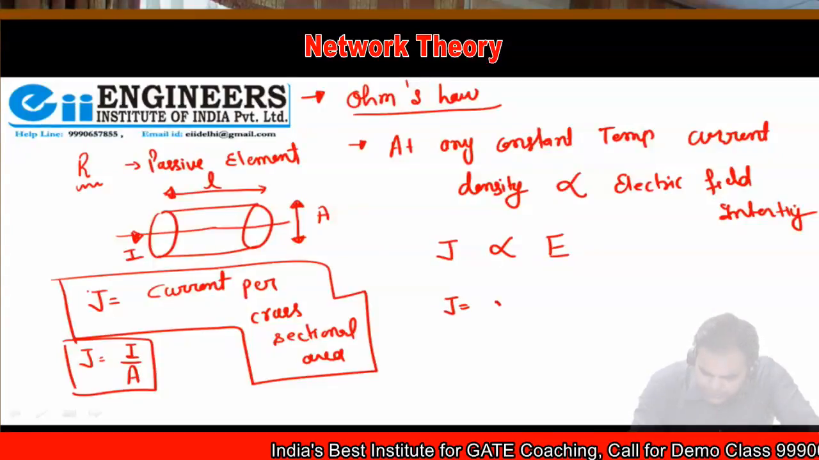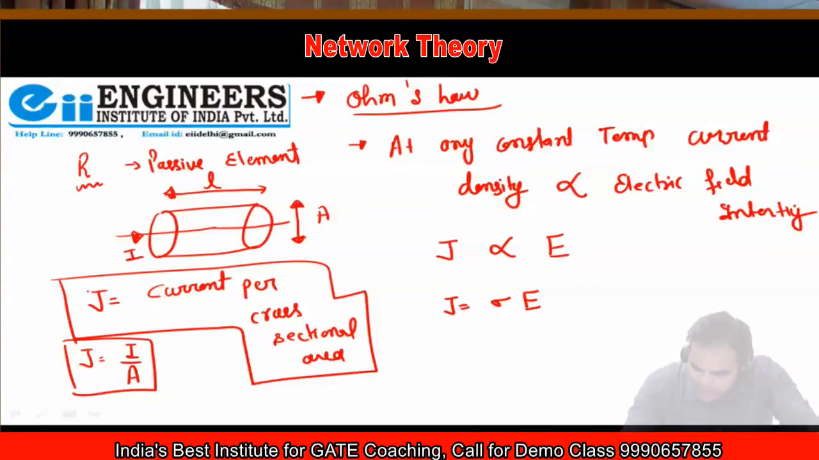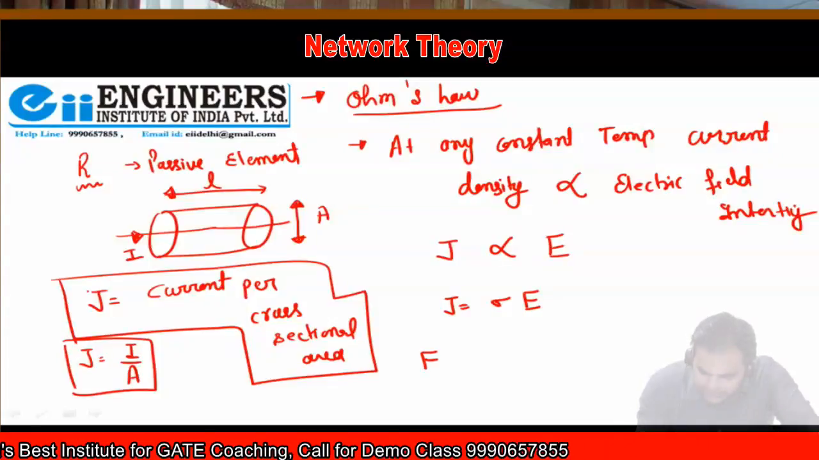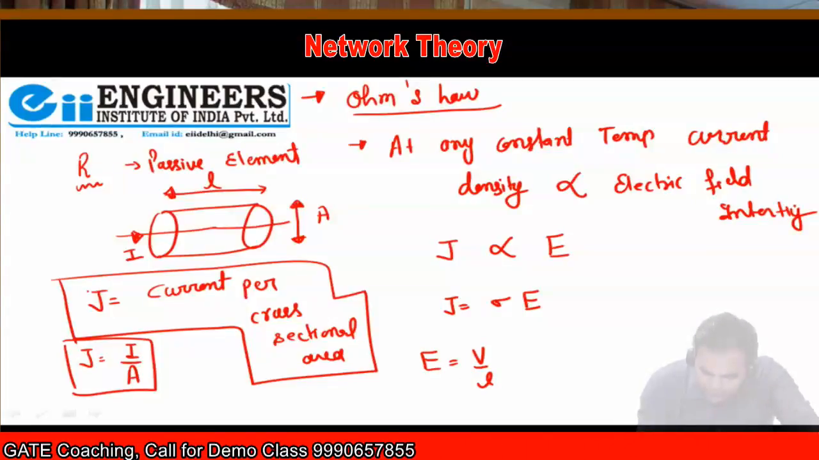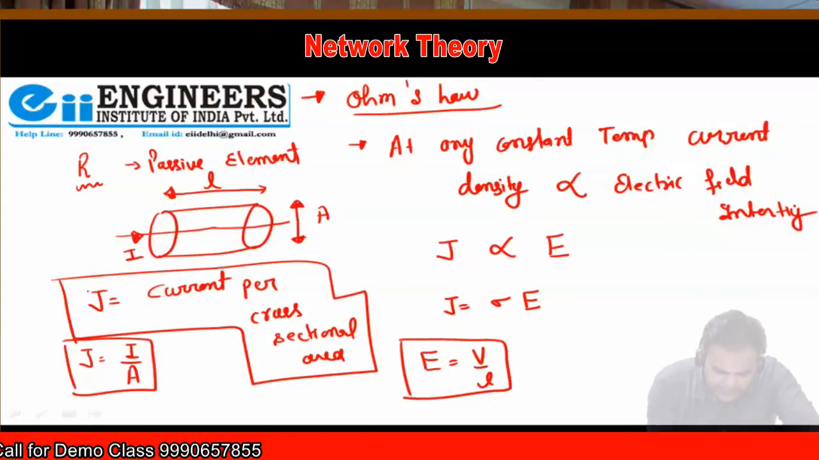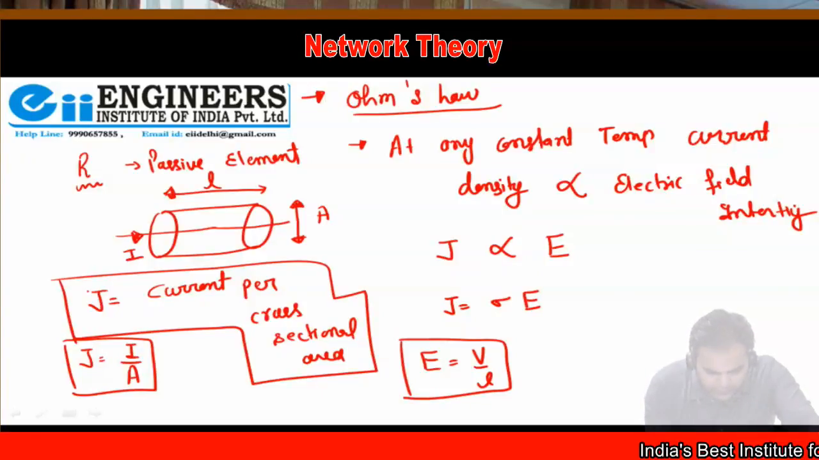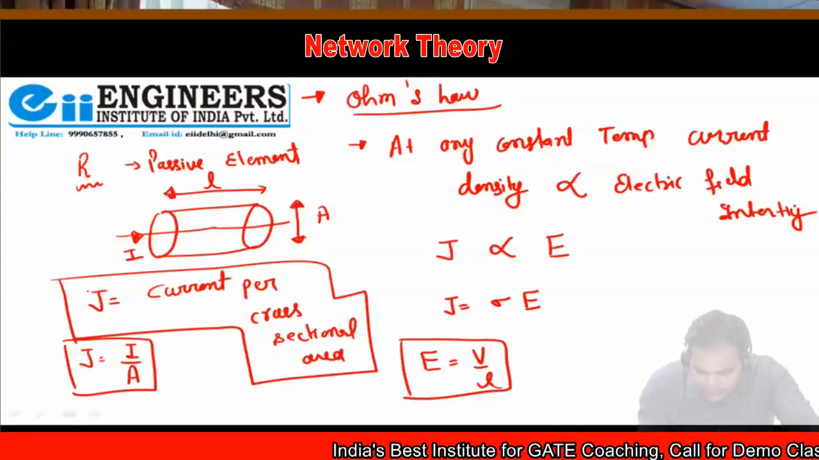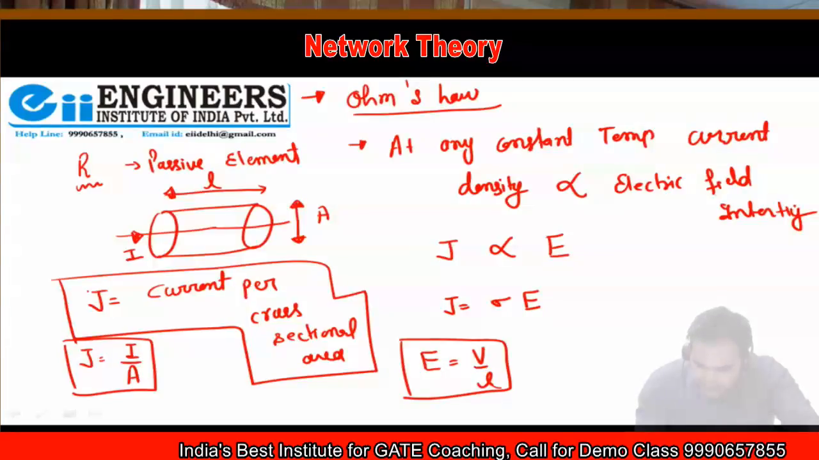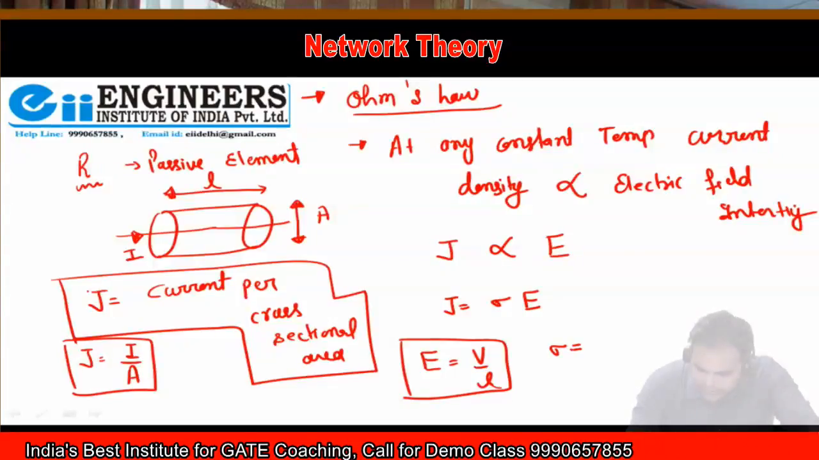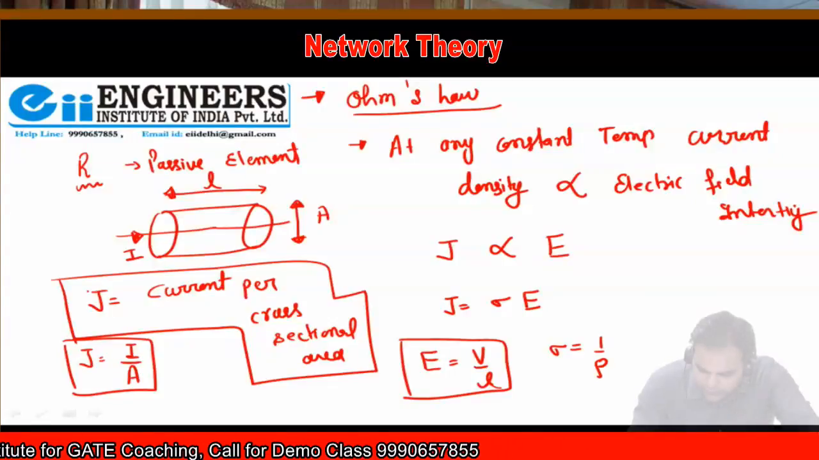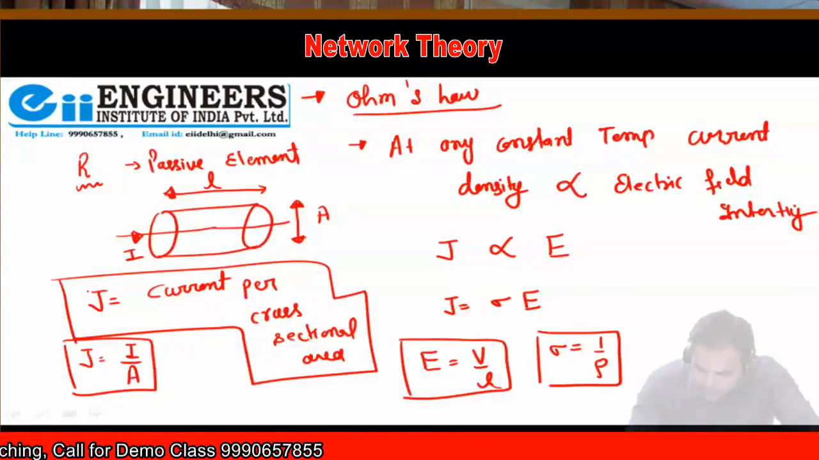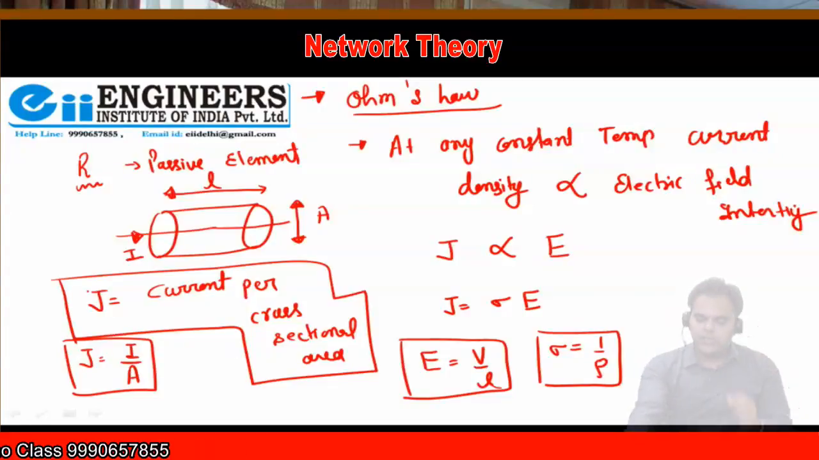Now J is equal to sigma E, and the electric field intensity E is equal to V by L, where V is a battery connected with the conductor, and because of the battery V, the current flowing in the conductor is I. This is the electric field intensity, and sigma is called the conductivity. Sigma is equal to 1 by rho. Sigma is called the conductivity, and rho is called the resistivity.